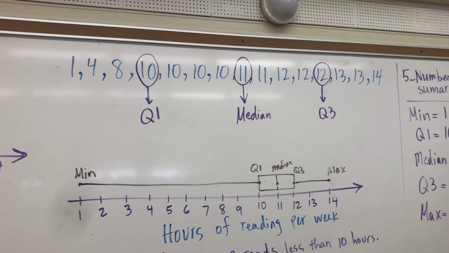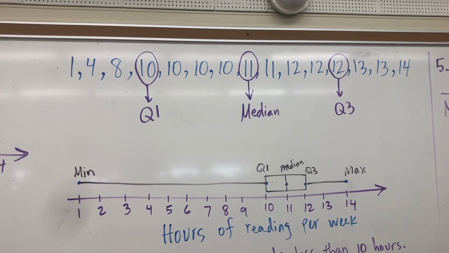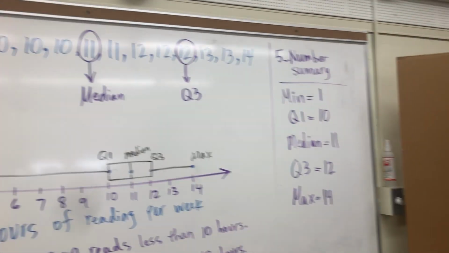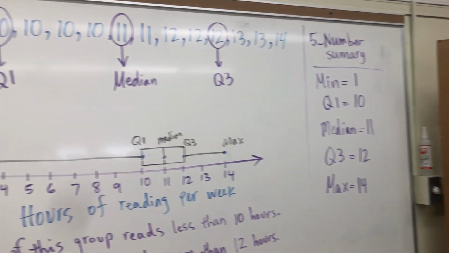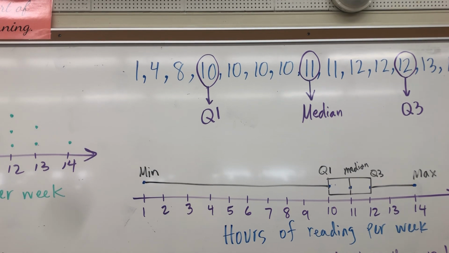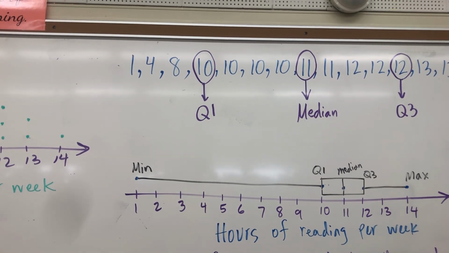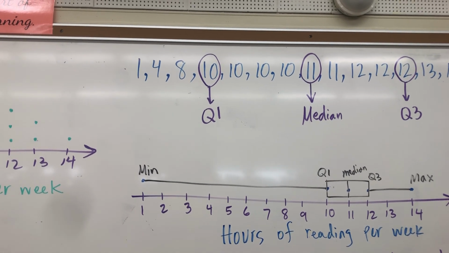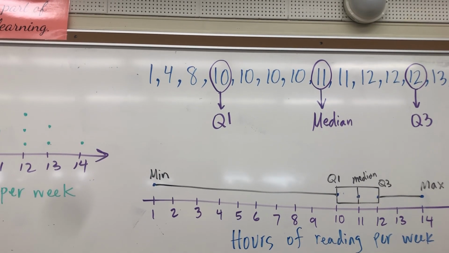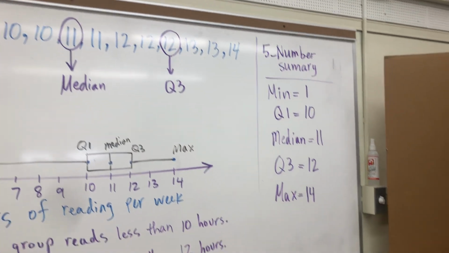So I'm going to go ahead and cross out one number from the left, one number from the right, and keep doing that until I land on that first 11. So that's going to be my median, which I listed in my 5-number summary. Then I'm going to leave that 11 alone, and I have the numbers on the left side, where I cross out one from the left, one from the right. So 1 and 10, 4 and 10, 8 and 10, until I land on that first 10, which is my Q1. Do the same thing on the right side to find Q3.